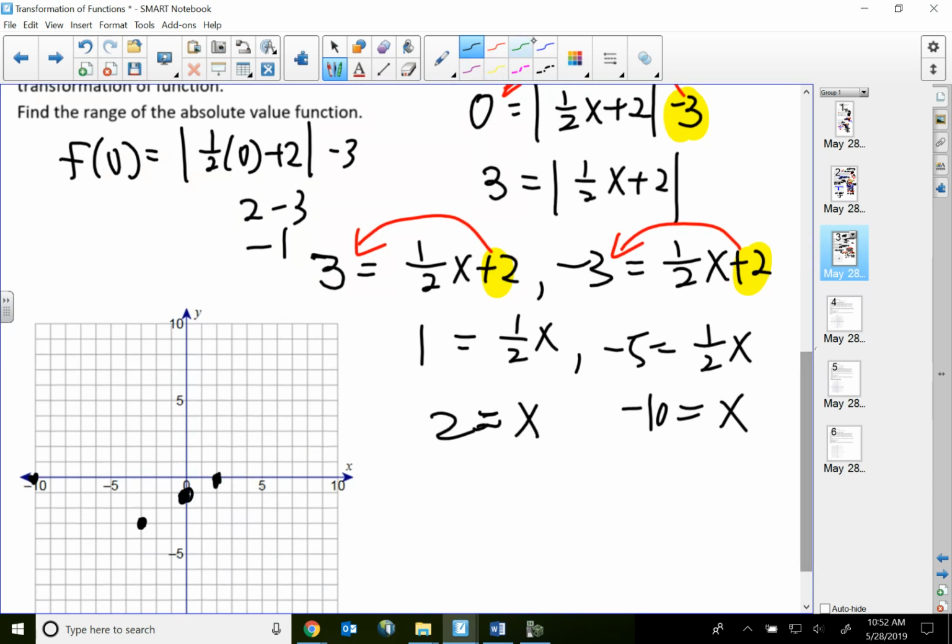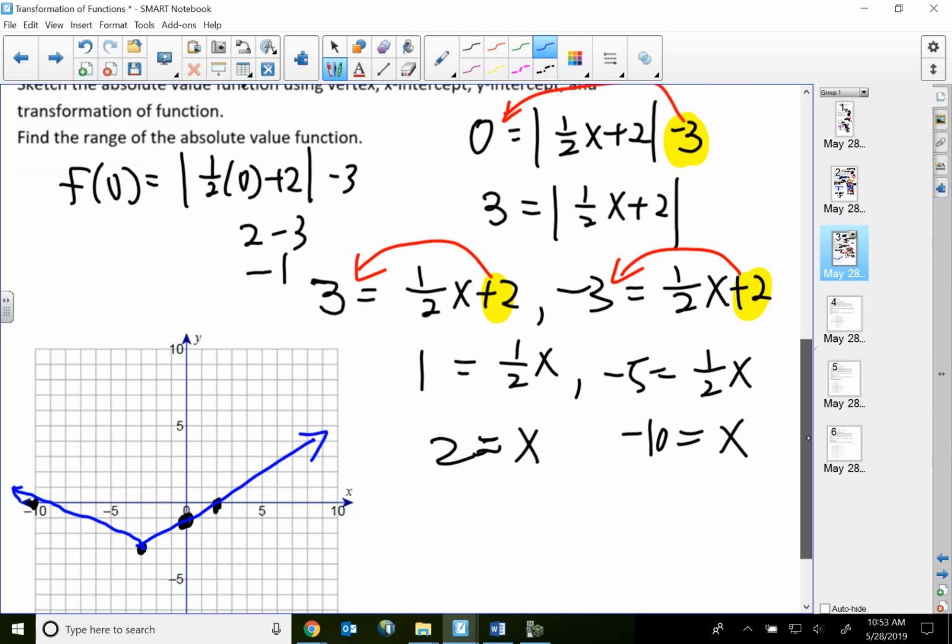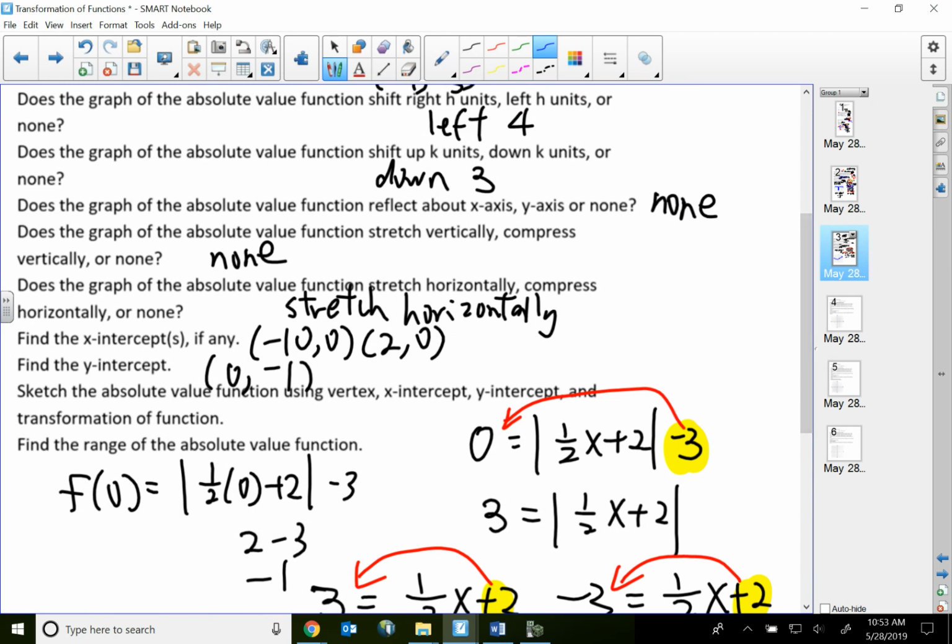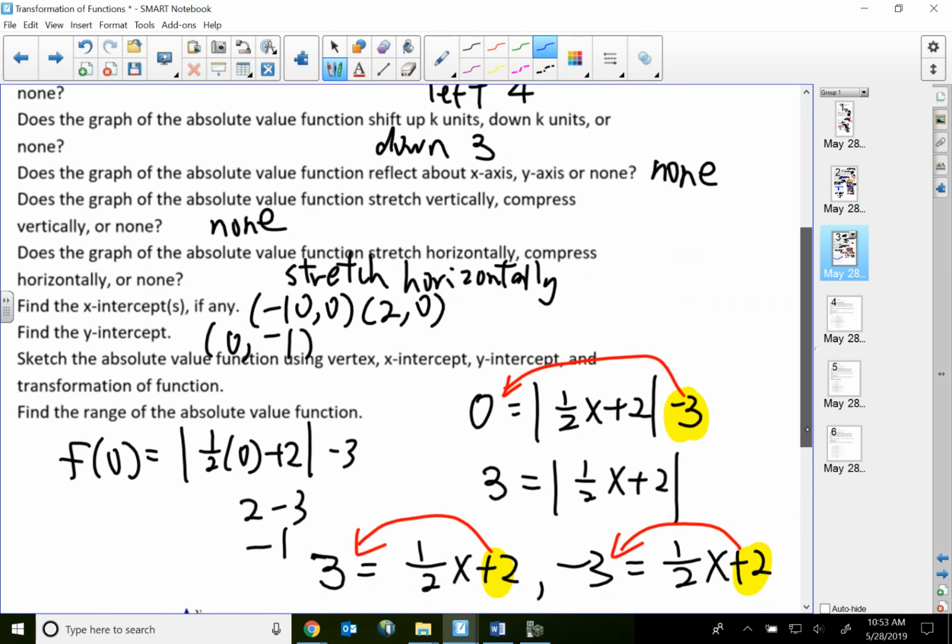So just to sketch it, I got enough points, I can do it. So this V goes that way, and this connects right there. All right. So it opens a little bit wider than usual, right? Because I do have a stretch horizontally.